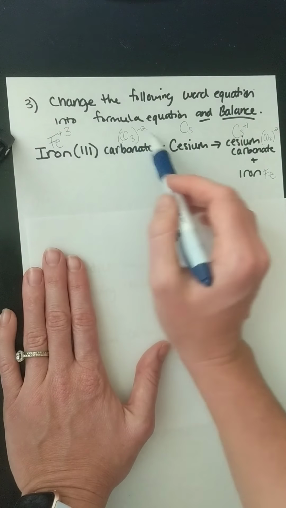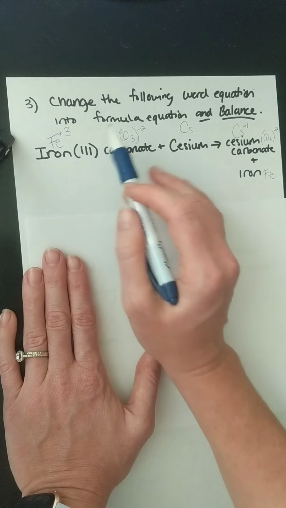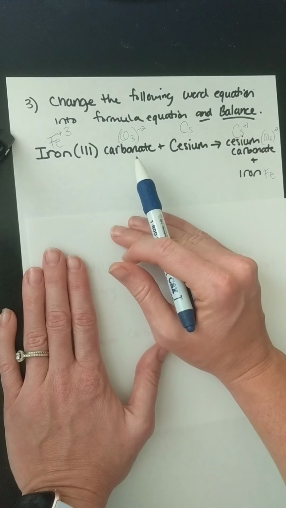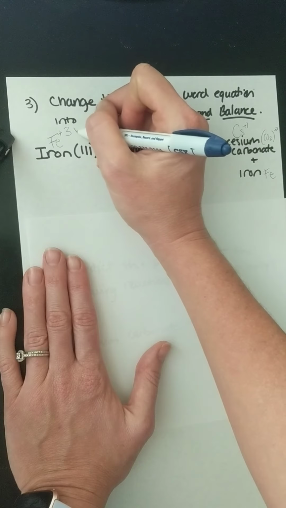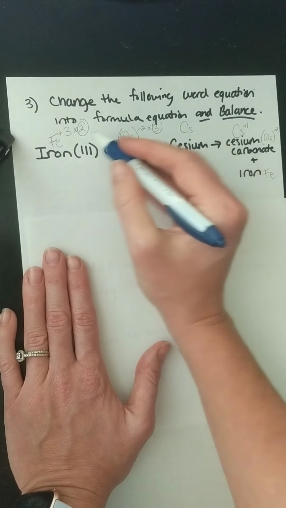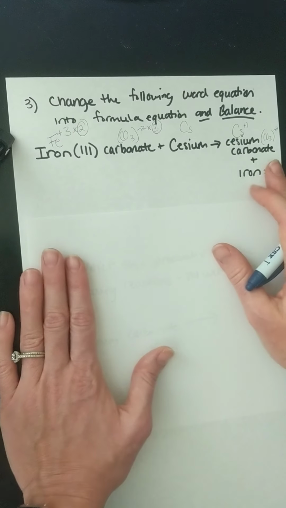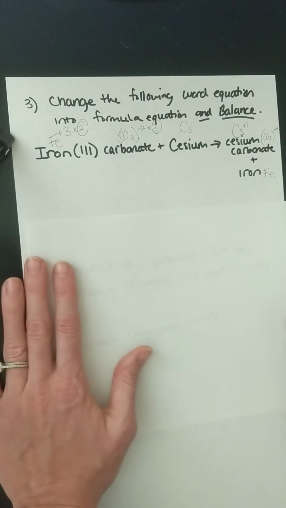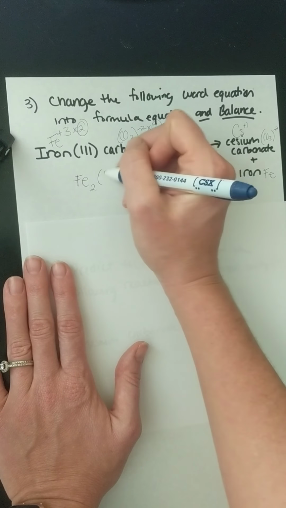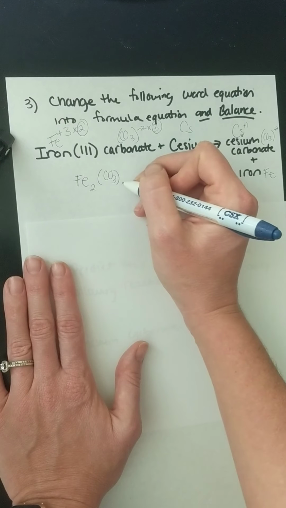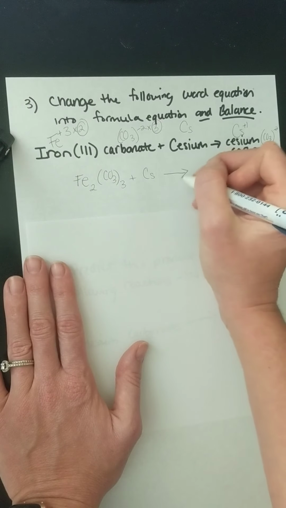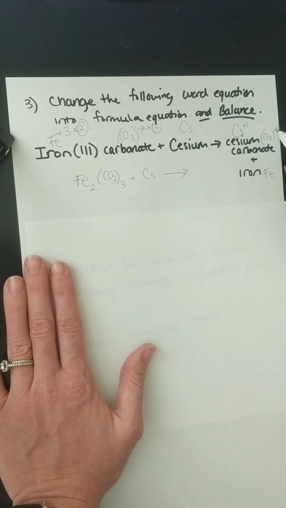Next, we got to balance the charges out. These do not balance. I have to multiply. So pause right now and see if you can figure out what the formula equation would be. So you should have known that I need to multiply this by 2, multiply this by 3, because the only way I can balance these is if they get to a common number of 6. So now I'm going to write Fe2(CO3)3 plus cesium, and that yields +1 and a -2 charge.